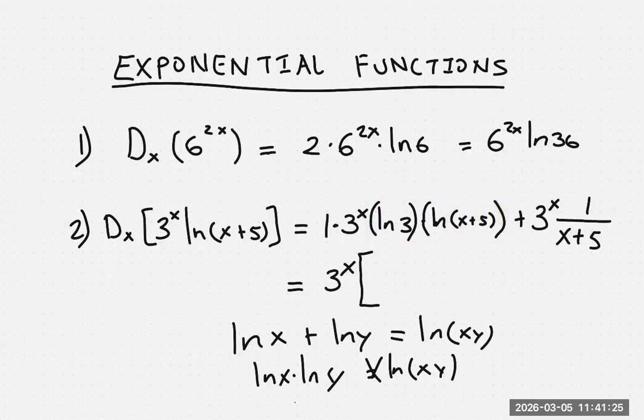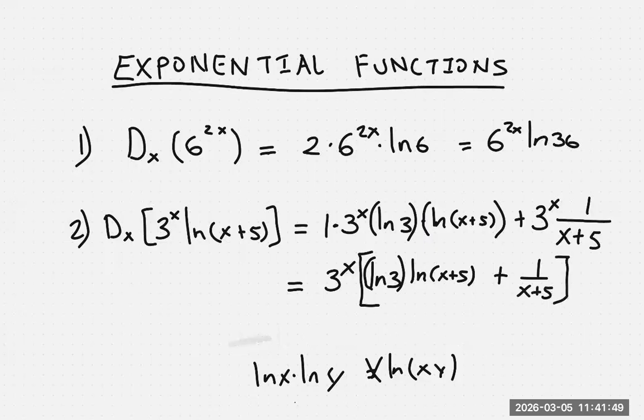So we're just going to leave the ln 3 times ln x plus 5. Should I put ln 3 in brackets instead? Ln x plus 5 already has something bracketed, I don't want so much bracket. Ln x plus 5, plus 1 over x plus 5. Yes, that's the most that I can do. Erase this. Any questions about that one?